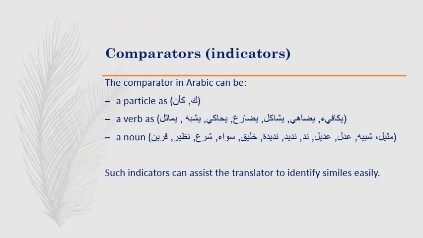The comparator in Arabic can be a particle as ka, كأن; a verb as يكافئ, يضاهي, يشاكل, يضارع, يحاكي, يشبه, يماثل; a noun, مثيل, شبيه, عدل, عديل, ند, نديد, نديدة, خليق, سواء, شرع, نظير, قرين, and so on. Such indicators can assist the translator to identify similes easily.